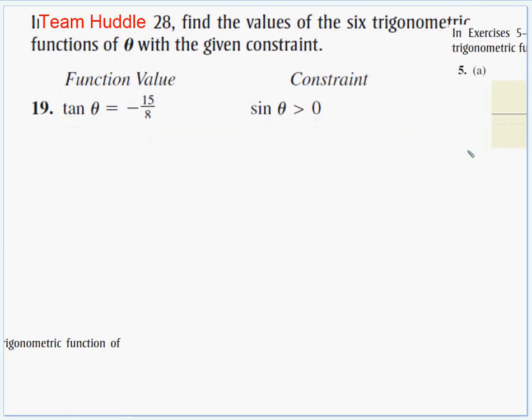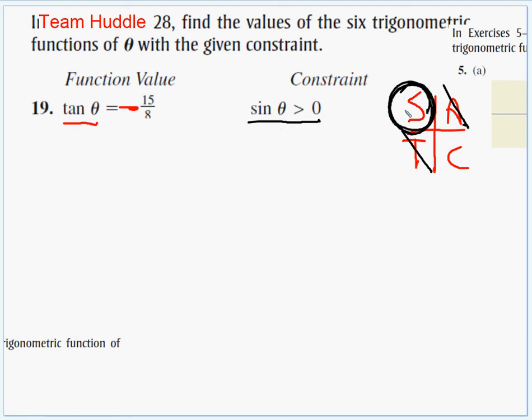Okay. Here's my 4 quadrants. All students take calculus. Tan is negative, so I can eliminate the all and the tan positive quadrant. And here it says sine is greater than 0. Sine is positive. Well, here's our sine is positive. So it looks like we're in quad 2. We're definitely not in quad 4. So here we are in quad 2. And our tangent is 15 over 8, and that was negative.